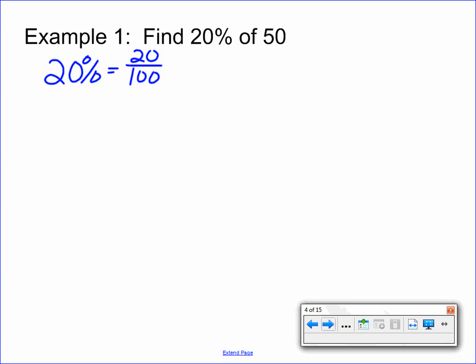One of the things I hope you always pick out is that if you ever see the zeros at the end, you can divide by 10 very quickly. 20 divided by 10 is 2, and 100 divided by 10 is 10. This is still not in simplest form. We can divide by 2, which gives 1/5. So we've got 20%, which is equal to 1/5.